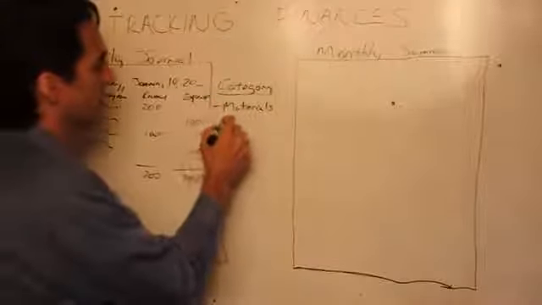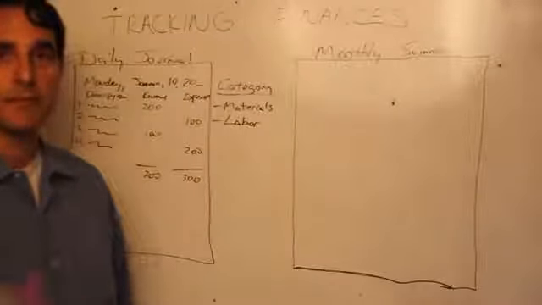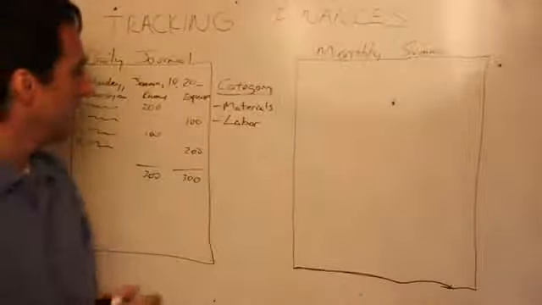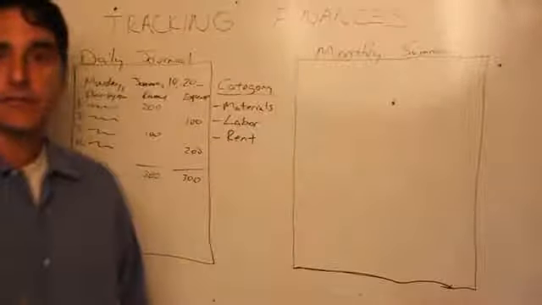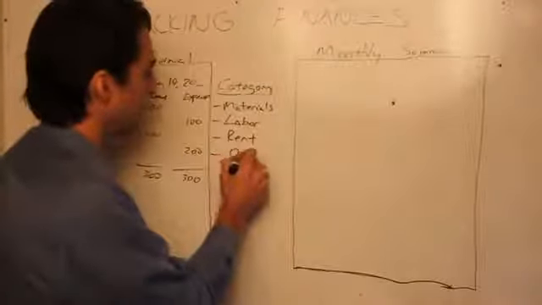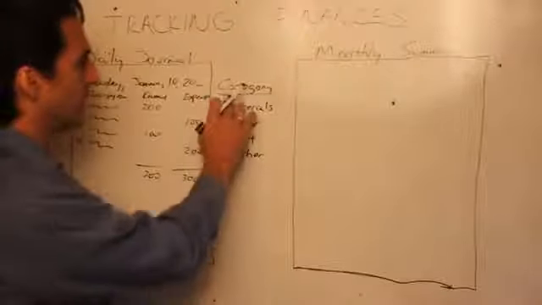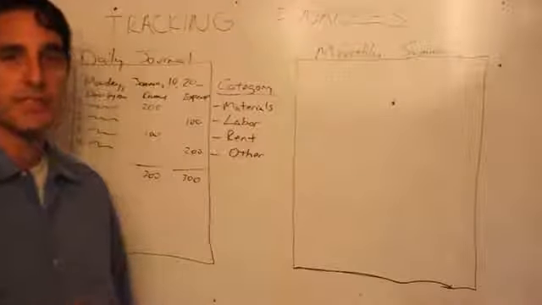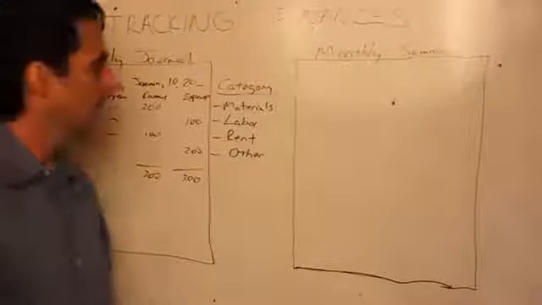So materials would be one, labor would be another. It's the money that you're spending on your employees who are getting the job done. Maybe you have rent for your building, and then there are all kinds of other things. You might have utilities, office supplies, whatever. But create a few categories that are meaningful to you, and not so many that it becomes too difficult for you to manage.